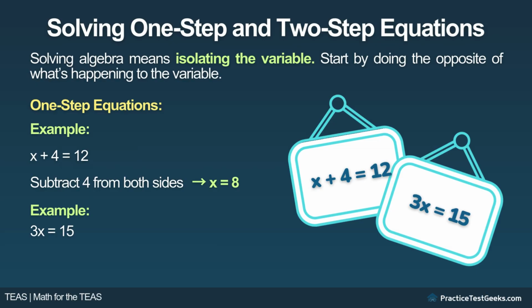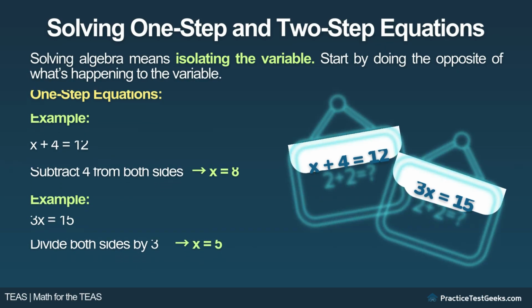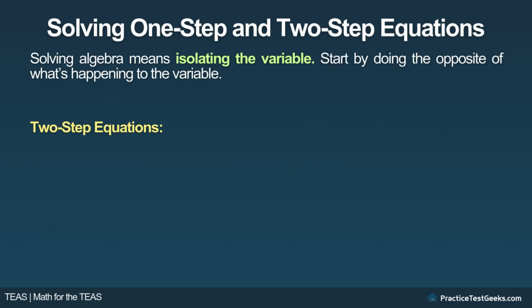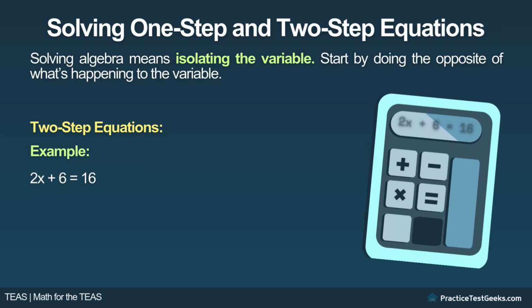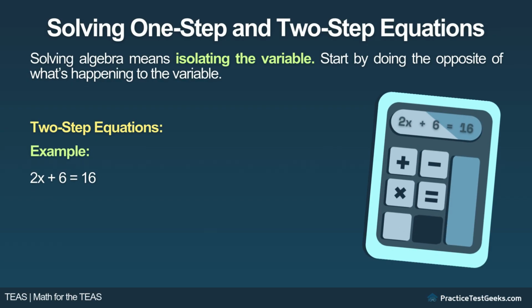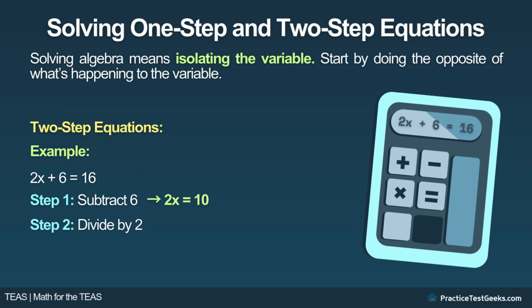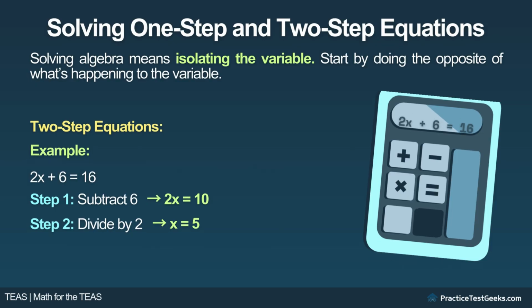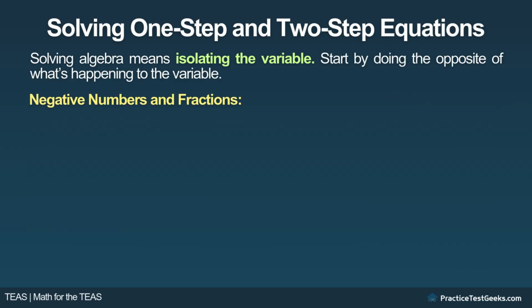Example 2, 3x equals 15. Here, x is multiplied by 3. To undo it, divide both sides by 3. Result, x equals 5. Two-step equations. Now let's try a slightly more complex one. Example, 2x plus 6 equals 16. Step 1. Subtract 6 from both sides. 2x equals 10. Step 2. Divide both sides by 2. x equals 5.